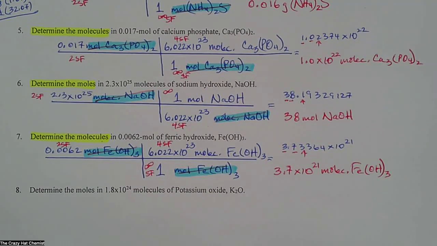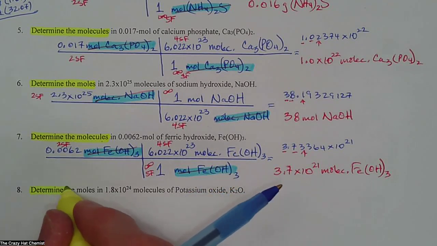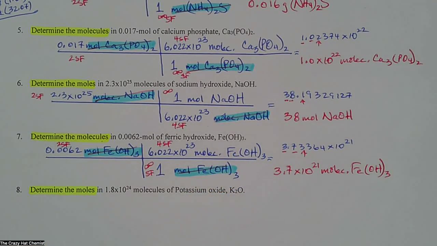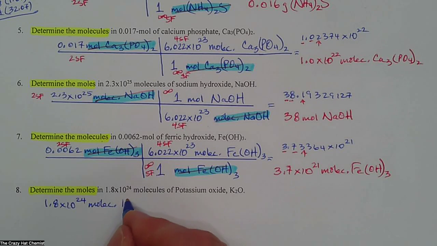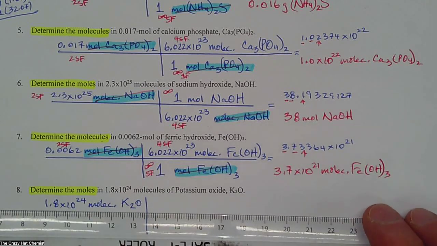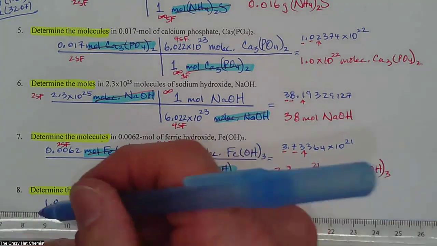What are we looking to solve for? It says determine the moles. So we are solving for moles, but what do we have? We're going to start off with what we have, 1.8 times 10 to the 24 molecules of potassium oxide, and that is K2O. Vertical stop between this and the next term, and then a horizontal line to make it look pretty for you, the viewer.